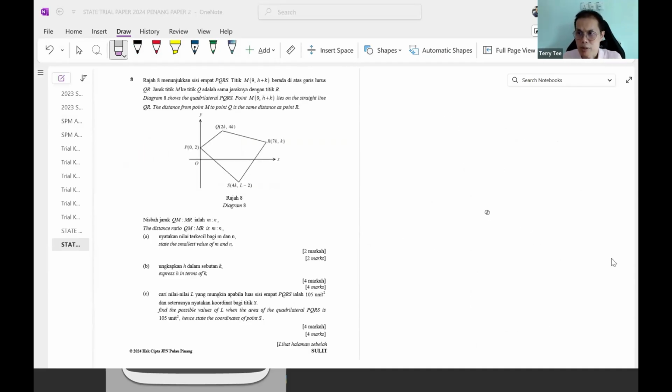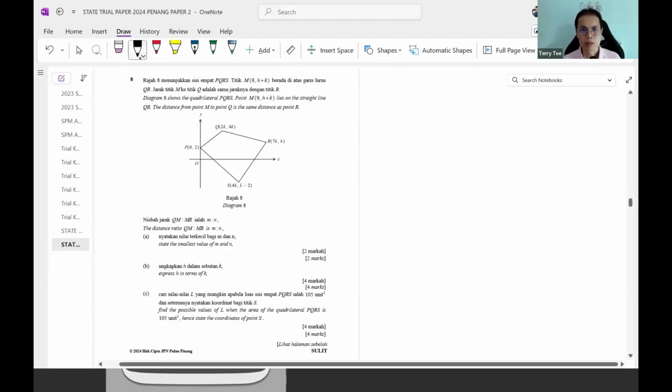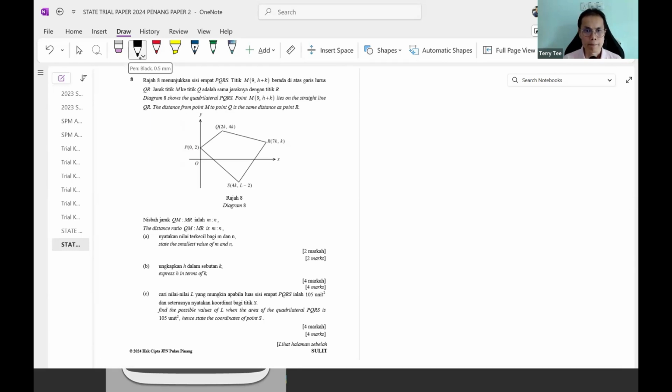Okay, let's look at question number 8 now. So this is from the chapter Coordinate Geometry, Form 4, Chapter 7. The diagram shows a quadrilateral PQRS, point M(9h + k) lies on straight line QR. So the distance M to Q is the same distance as M to R. So that means M is the midpoint. M to Q equals M to R. So M is the midpoint.